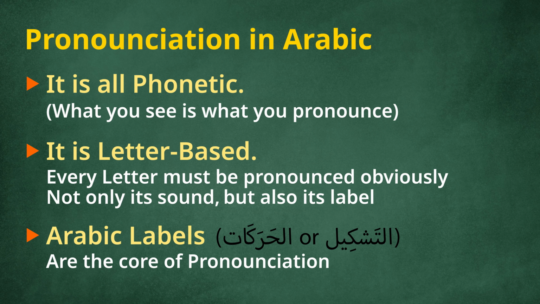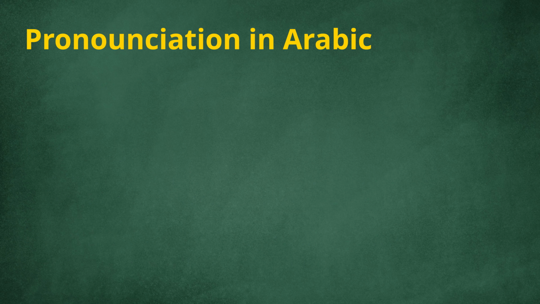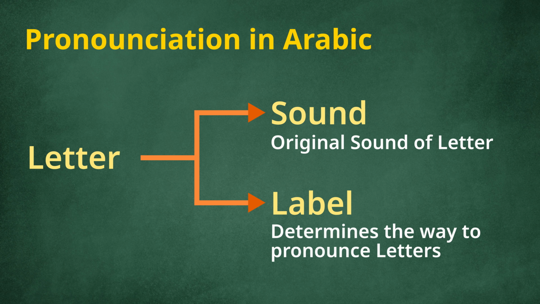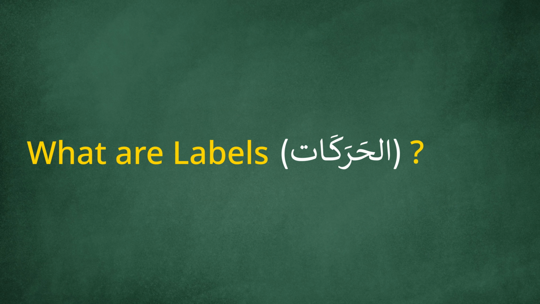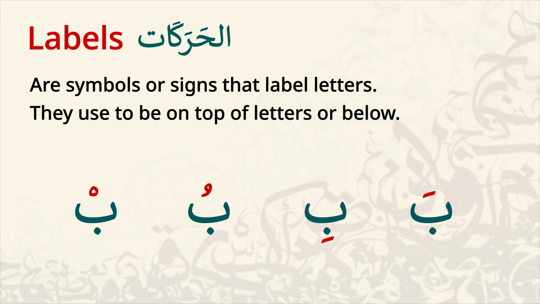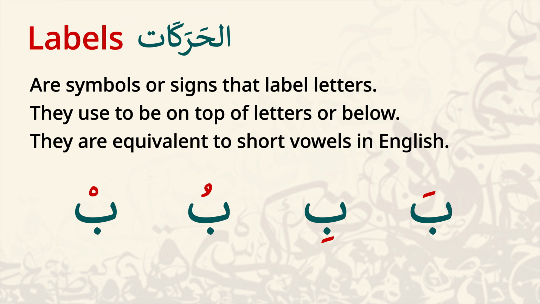There are two essential features for every single letter in Arabic regarding pronunciation: the sound and the label. The sound is the pure or consonant sound of the letter itself, and the label will determine the way we pronounce letters, and they are more like short vowels in English. But first, what are labels or الحركات? Al-Harakat are symbols or signs that we use to label Arabic letters. They are used on top of letters or below, and they are equivalent to short vowels in English.